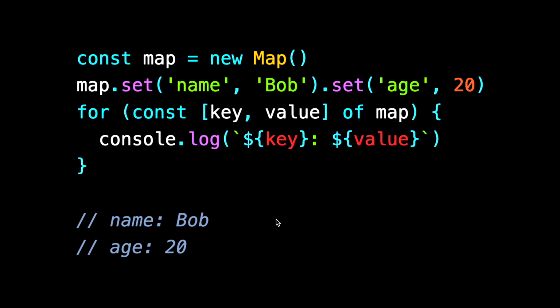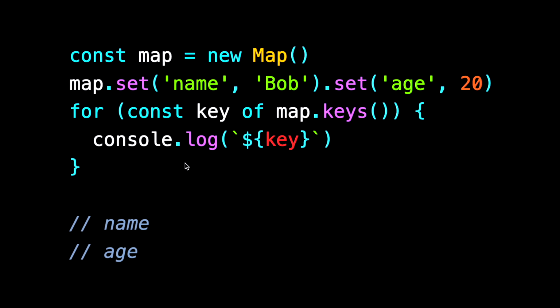We can iterate using for of. So in this case, we create a new map. We set name to Bob. We set age to 20. Now we are going to loop over the map, getting the key and value each time we loop through each element. And we can log the key and the value. Again, we'll be talking more about this in a second here. And this is going to log out Bob and 20.